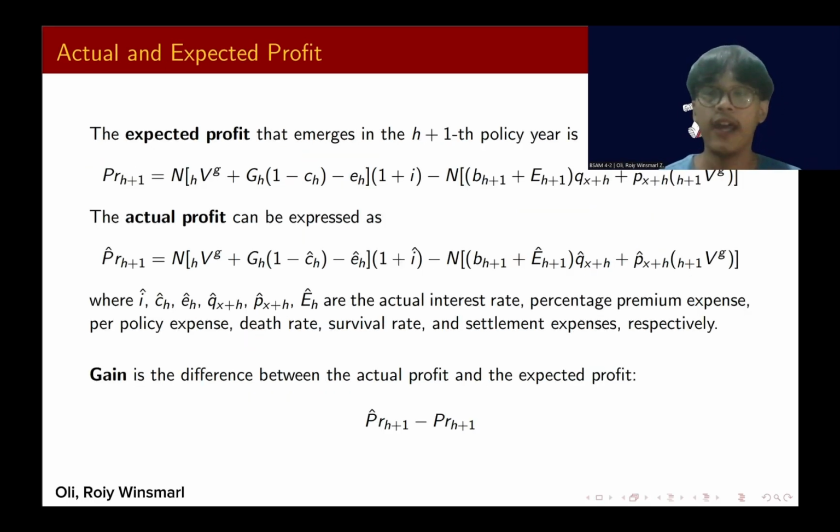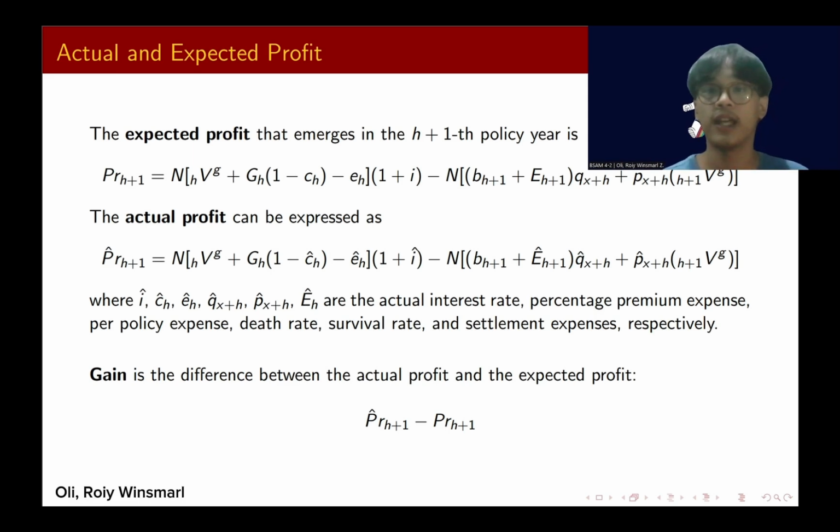For a set of n fully discrete policies, the total reserves at time h is denoted by n times hVG. So, the profit is influenced by inflows and outflows. Outflows are what the insurer must pay, including the death benefits, settlement expenses, and total reserves needed, while inflows are what the insurer receives, consisting of gross premium payments, the fraction of premium paid for expense, and per policy expense.